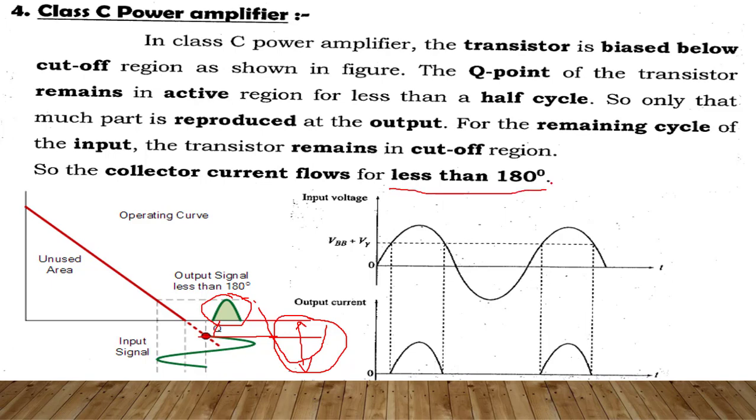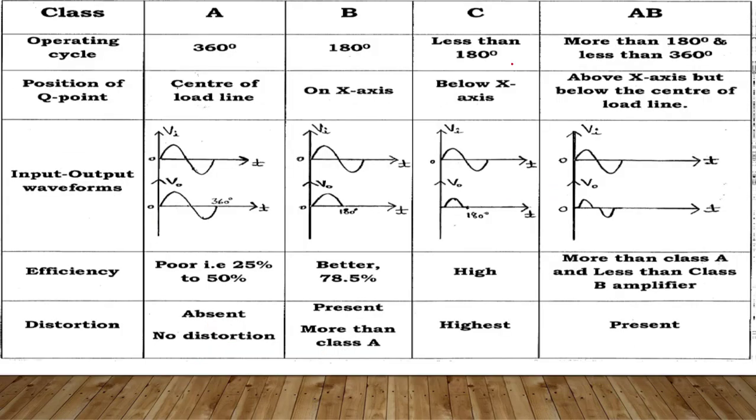Okay. This is all about class A, class B, class AB and class C. Once again I will explain here. Class A means 360, full. Why? Because the Q point is at the center of the load line. B means it is 180 degrees. Why? Because it is on the x-axis, that means IC is 0. And C means it is below the x-axis, that is nothing but negative. So only some portion I will get. And AB is nothing but in between A and B. So 360, 180, in between, and it lies between the x-axis and the center of the load line. So I am getting only some half portion.